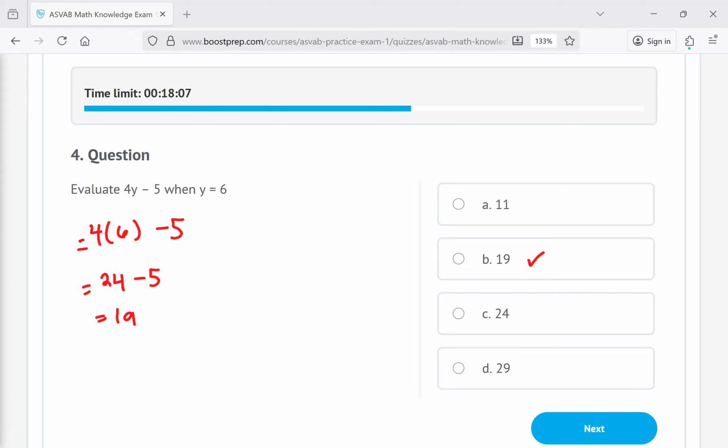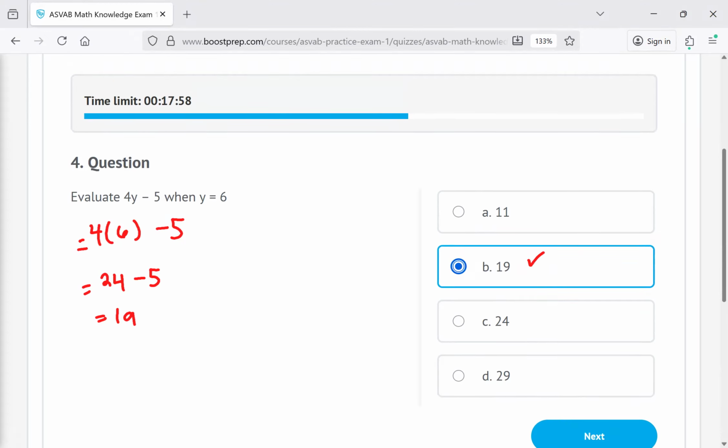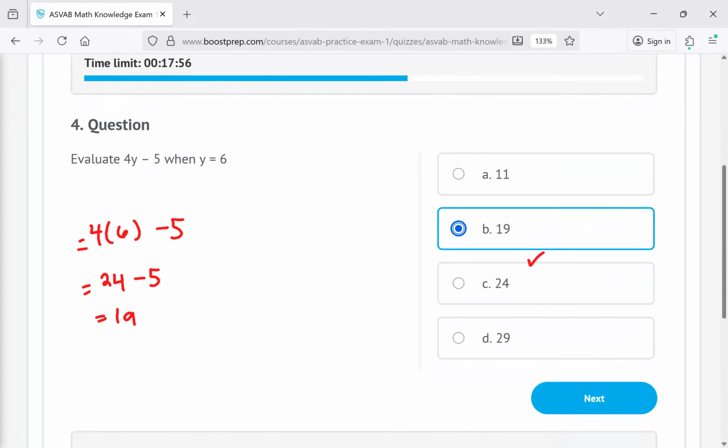There's no way I'm going to finish this in 18 minutes because I'm explaining these right. So let's see if I can finish this in 17 minutes.